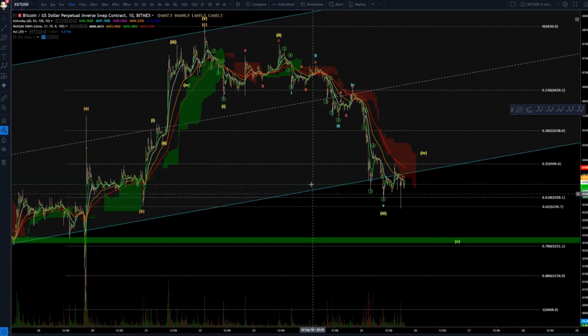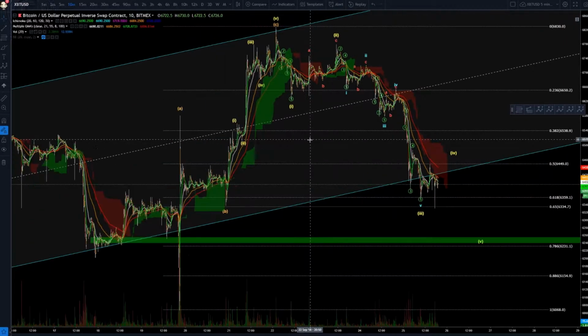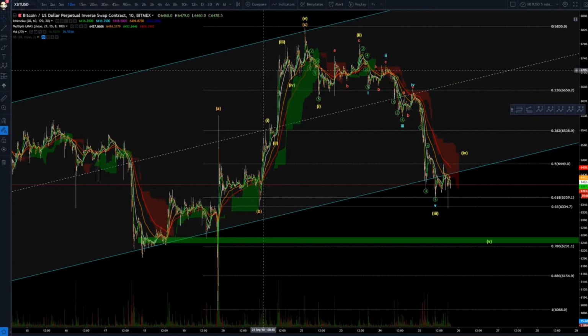Bitcoin will indicate what the market is doing, guys. Let's just take a look at what's going on here. This is the 10-minute chart. We're going to talk about the 10-minute chart today, guys, because I have a whole lot to talk about, and that's a lot of sub waves.